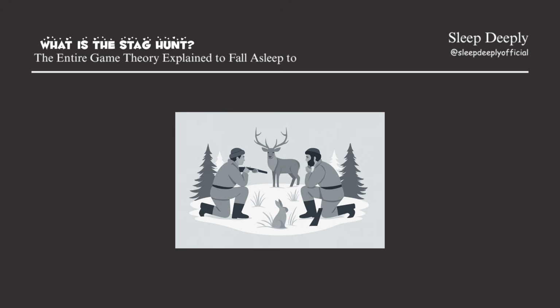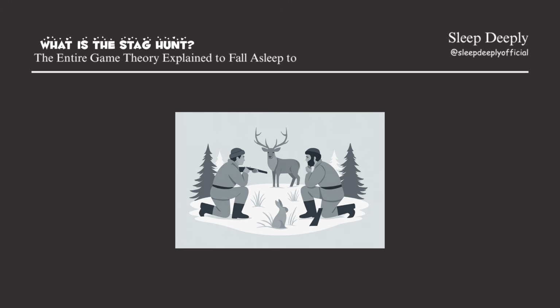Not every decision is about winning or losing. Sometimes, it's about timing, trust, and how much risk you're willing to take. That's what makes the Stag Hunt and the Chicken Game two of the most fascinating models in game theory. They're not only about strategy, they're about how people balance safety against ambition and fear against pride.